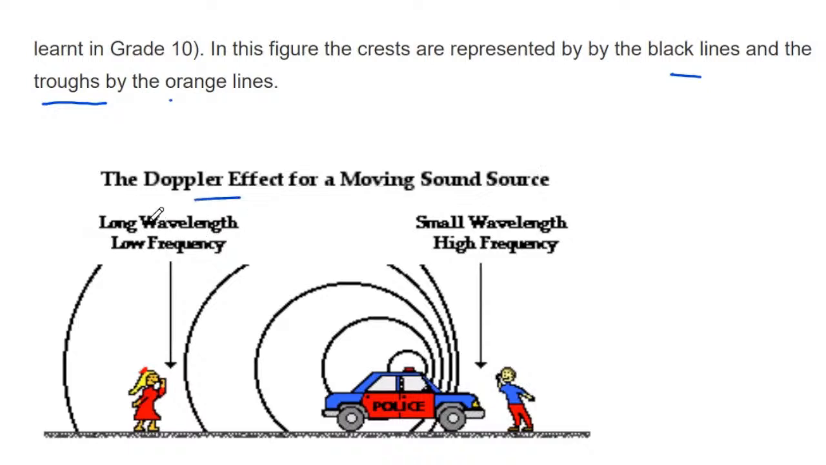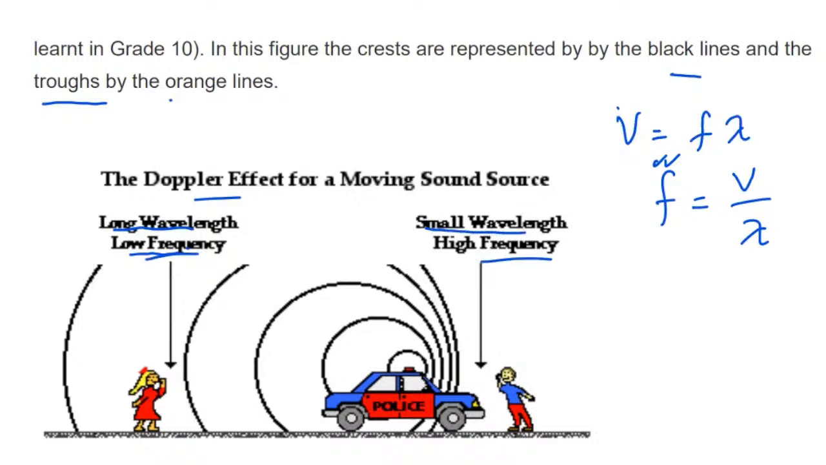If we have a long wavelength, the frequency is going to be low. From the wave equation, v = fλ, if I make f the subject, it's going to be v over λ. This means frequency is inversely proportional to wavelength. If the frequency is high, the wavelength is going to be low, and if the frequency is low, the wavelength is going to be high. So the long wavelength gives low frequency, and the small wavelength gives the high frequency.